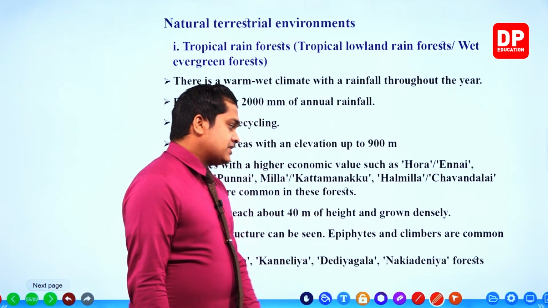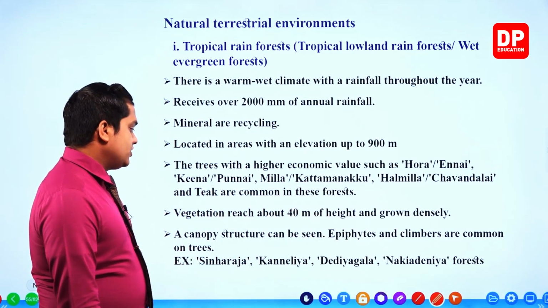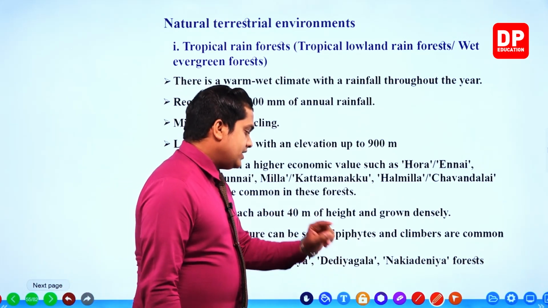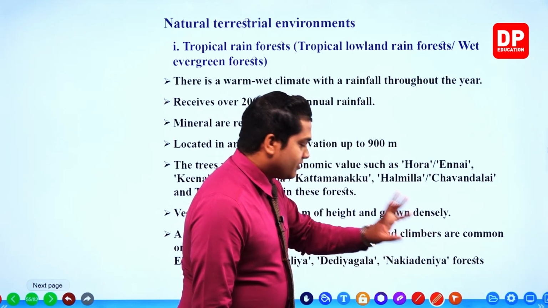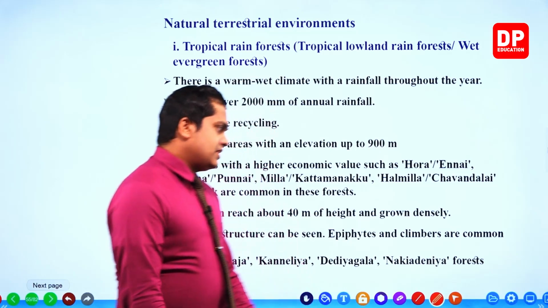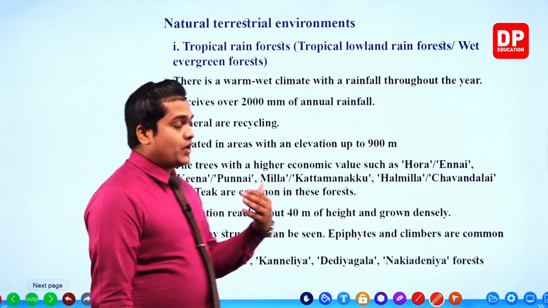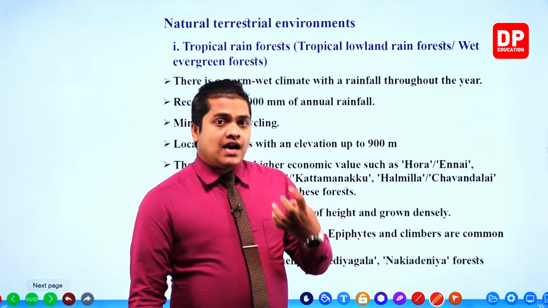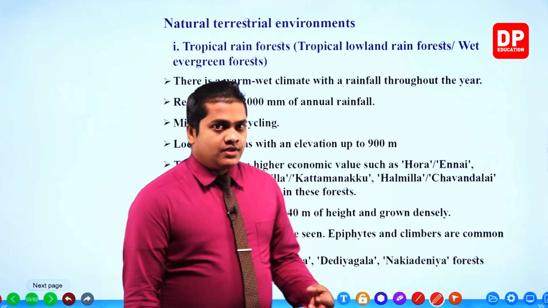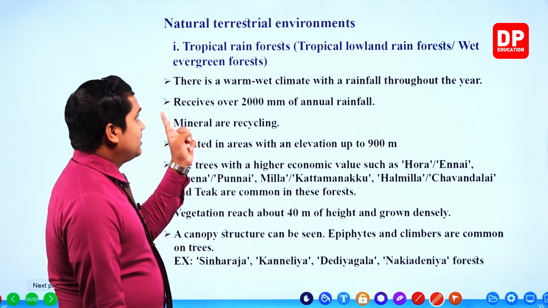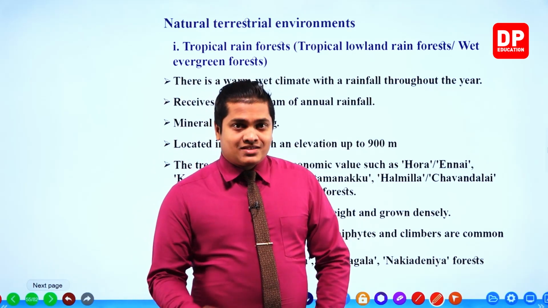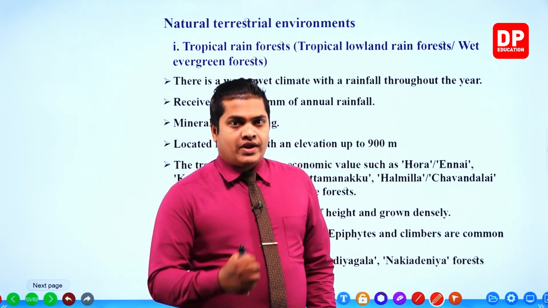Okay, so examples given, my dear children: Singharaja, Kanneliya, Dadiyagala, Nakiyadeniya forest. Once again, let's see the examples. Singharaja, I think you have heard about the Singharaja forest. It is the largest forest that we have in Sri Lanka, right? That is also a type of tropical rainforest. Then Kanneliya, Dadiyagala, Nakiyadeniya are examples of these tropical rainforests.